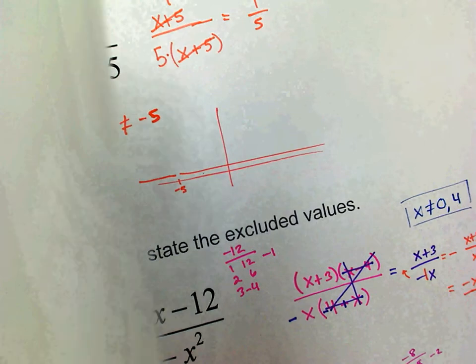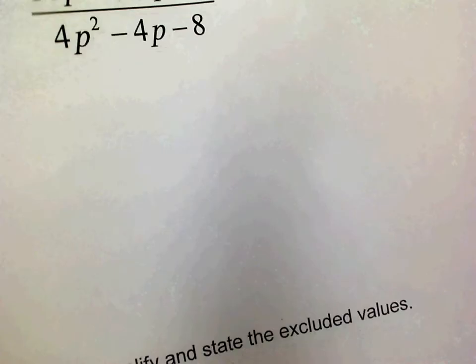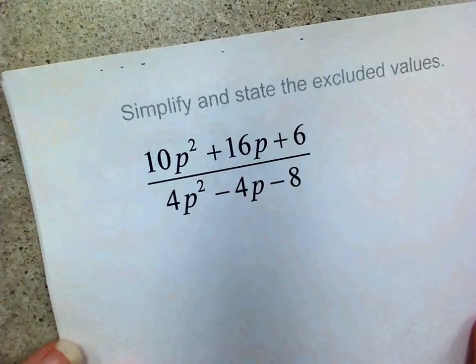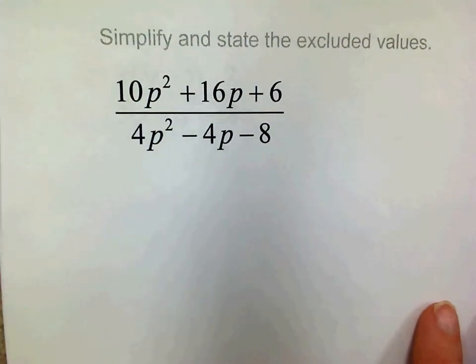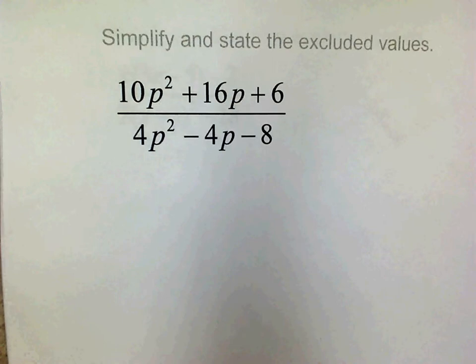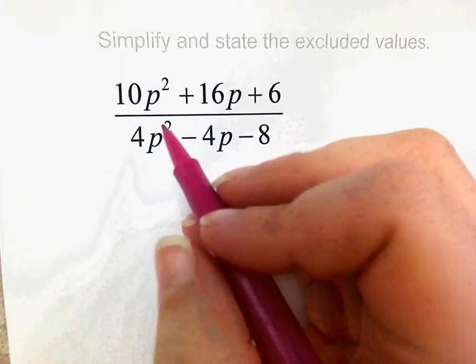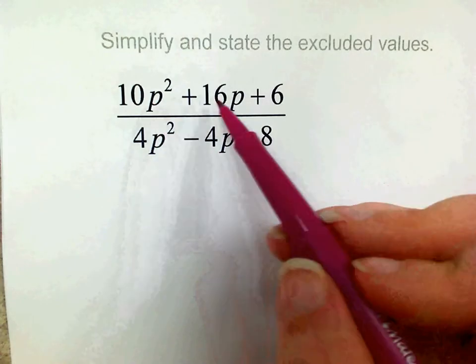Okay, so what if I have something like this? Simplify and state the excluded values. So, factor. Okay, I noticed that all three of these numbers in the numerator are even. So I'm going to factor out a 2.